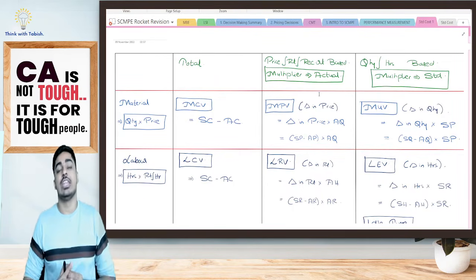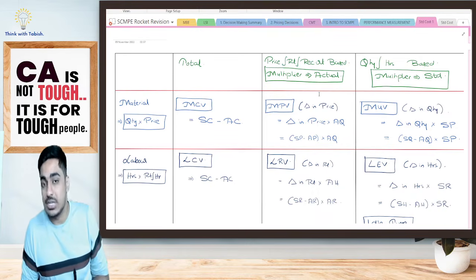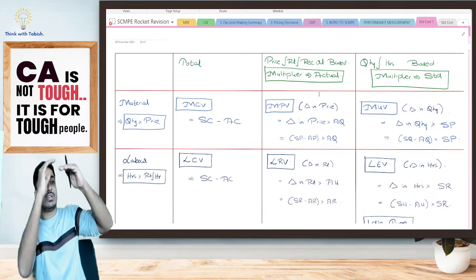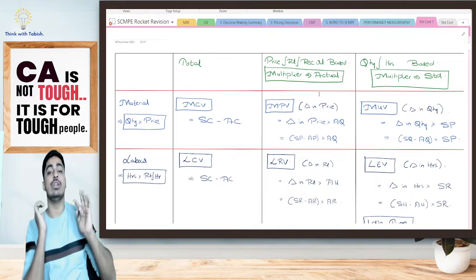Is it clear, everyone? Now standard costing, it is a technique for cost control. So I'll be setting a standard. Based on that, I'll be comparing my actual. Based on it, I'll try to reduce my cost.